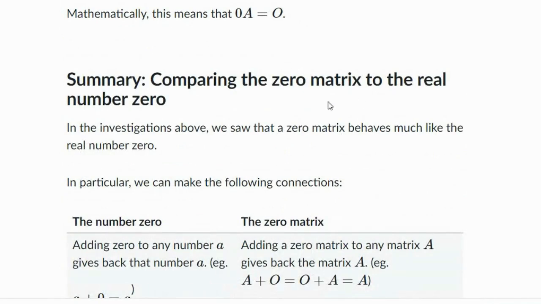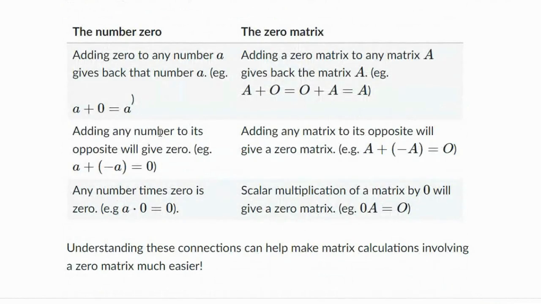Let's compare the zero matrix to the real number 0. If we have the real number 0 and we have a number A, let's say A is 7, and we add 0 to it, we'll get 7. Okay, that makes sense? If we have a matrix A and we add a zero matrix to it, we'll get A because it doesn't change matrix A. If we add a number to its opposite number, we'll get 0. So if A is 7 and we add negative 7 to it, we'll get 0. Well, if we have matrix A and we add negative A, which is all the same numbers, just with opposite signs, we'll get the zero matrix.